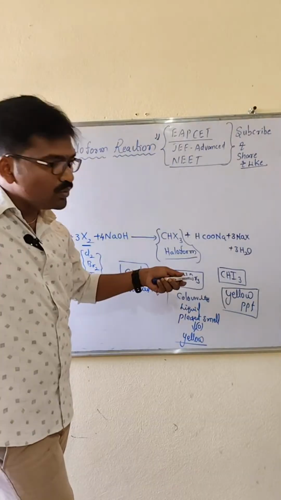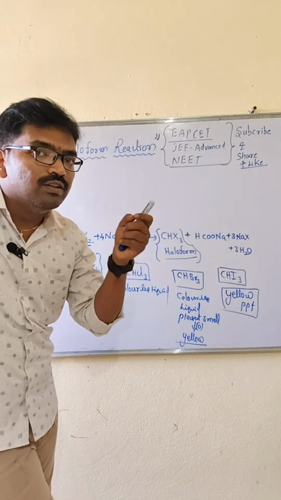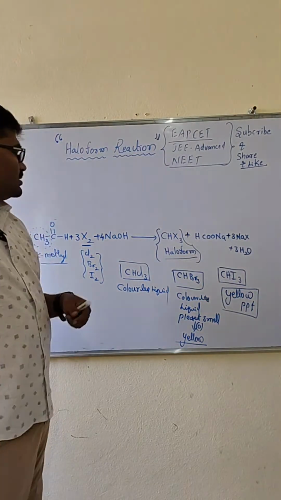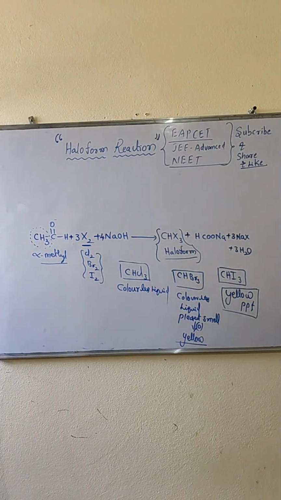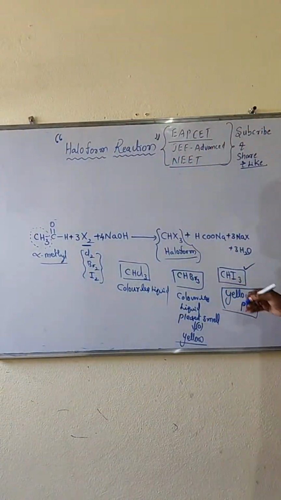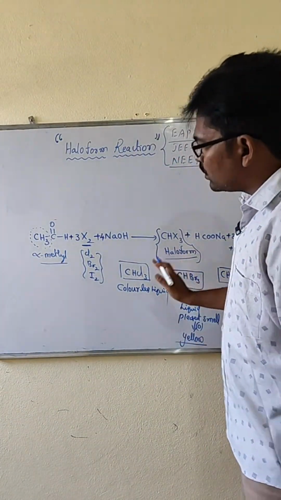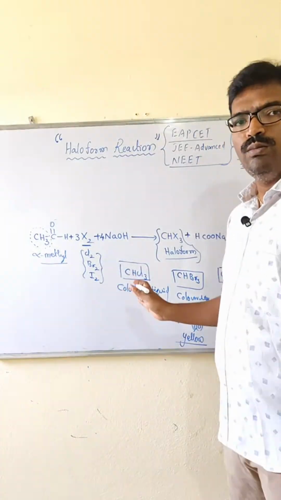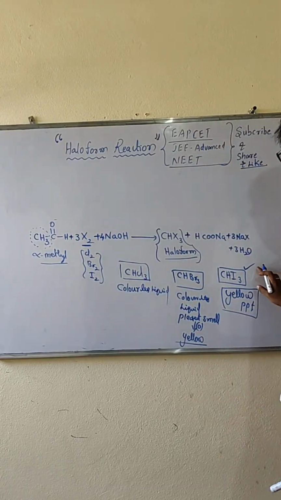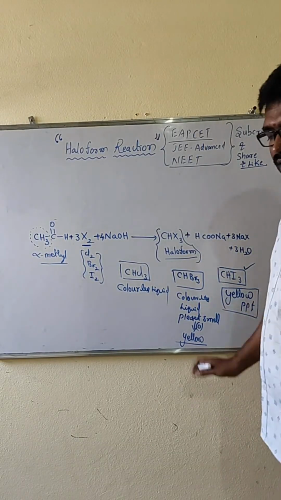If you take iodine, easily we can identify which aldehyde or which ketone is having an alpha methyl group. So mainly we are calling it the iodoform test. If we use chlorine, you get chloroform; if we use bromine, bromoform. Identification is very easy if you take iodine. That is the main reason here.